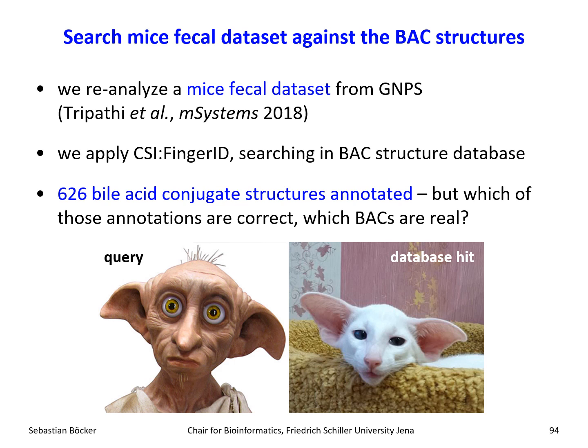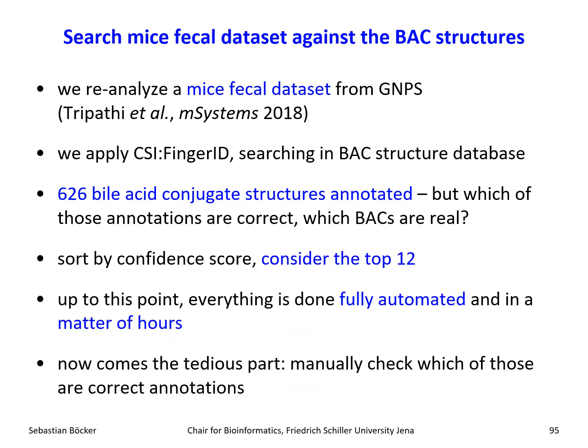But obviously not all of them are real. CSI FingerID will return the best scoring candidate, even if the best scoring candidate is completely off, totally wrong, obviously wrong. But if it's the best scoring candidate, this will be the hit that you get by CSI FingerID. So if only we had a method which could differentiate between the correct and the incorrect hits. Oh, we have such a method because it's called the confidence score. It's part of COSMIC. So we sorted all the hits by confidence score, and then considered the top 12.